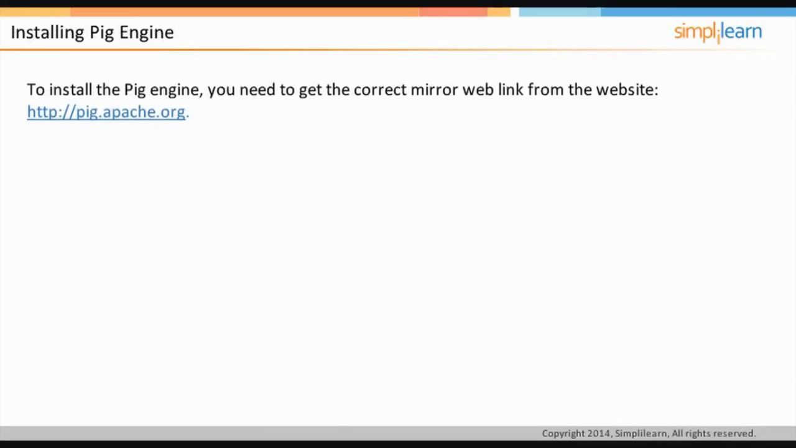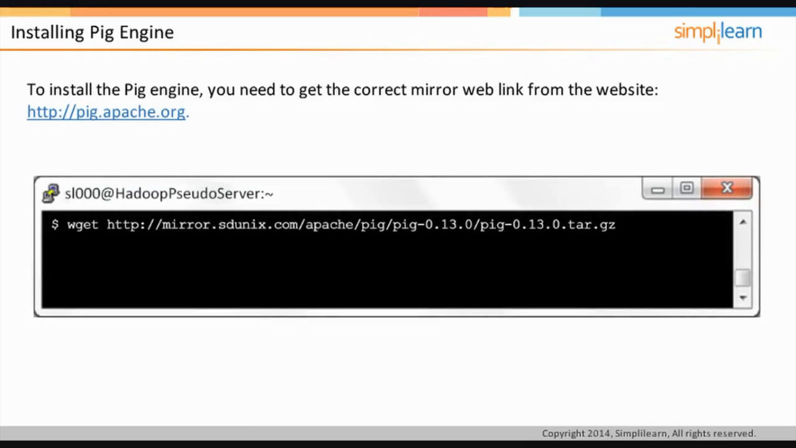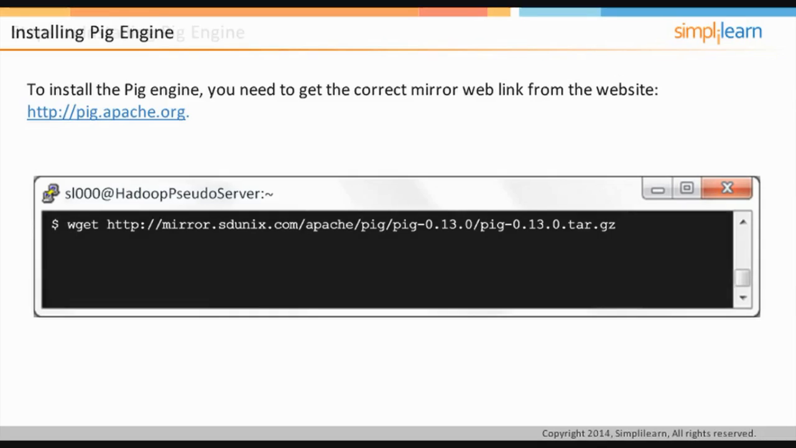To install the Pig engine, you need to get the correct mirror web link from the URL mentioned on screen. Use the command as shown on the screen to download the Pig 0.13.0 tar file and store it in the server system using wget command. In the next screen, we will explore the steps to install Pig.